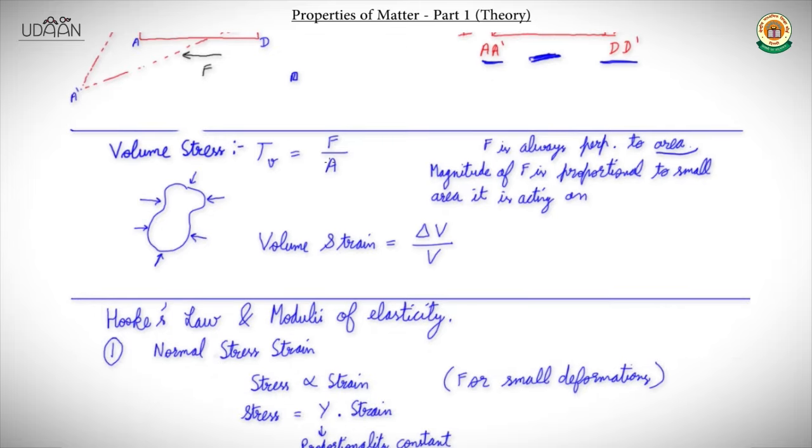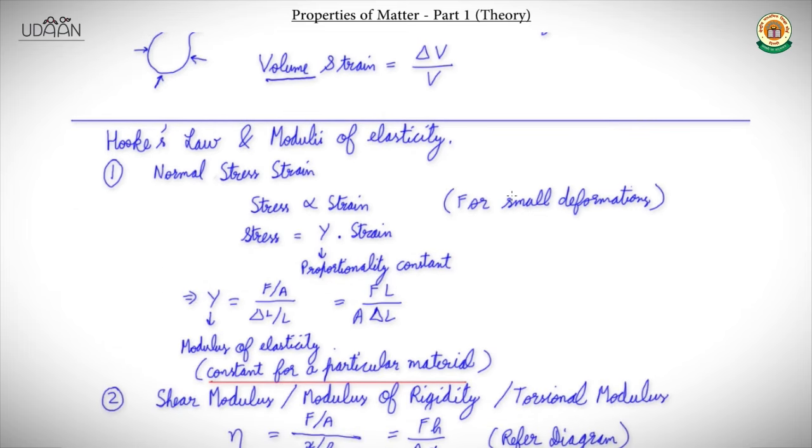Volume stress is defined as tau V is equal to F upon A, where F is perpendicular to the area, and volume strain is defined as delta V upon V, where delta V is the change in volume. Now Hooke's law and modulus of elasticity.